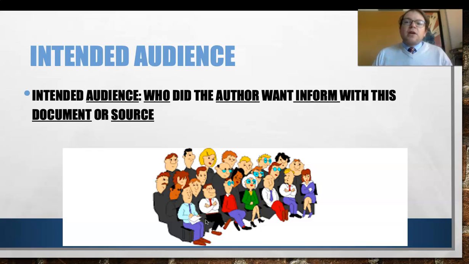So the intended audience of a document matters. Who we expect to read that document or see that document matters, right? We're going to write a document differently if we're writing just to our friends, or to a diary or a journal entry, than we are if we expect people that we don't know to read it, or if we're trying to persuade people, or trying to get people to join our political party or whatever. The intended audience matters.